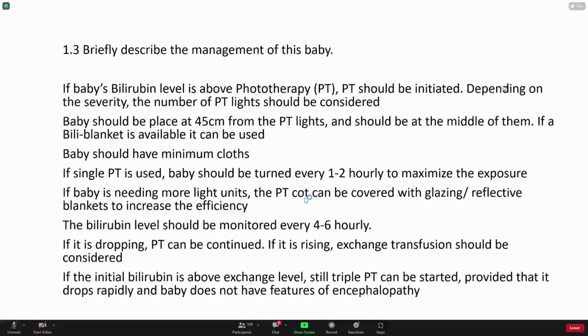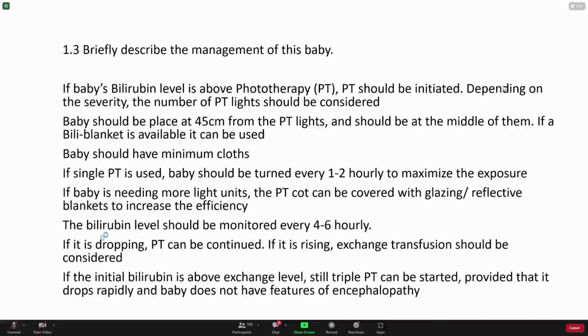Once I actually had to use, because these blankets were not available, aluminum foil that is used for cookery, right? So I covered the whole cot using aluminum foil, so it will reflect the light back into the baby, right? If you use something like that, it can increase the phototherapy efficiency by about 75%, right?